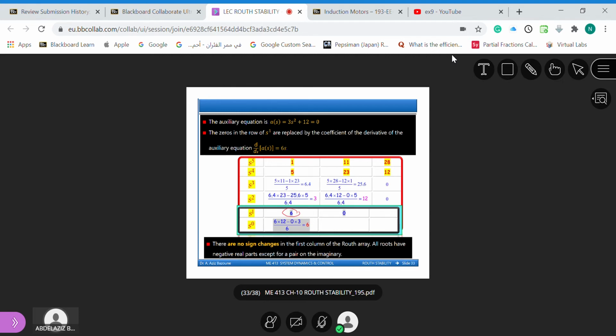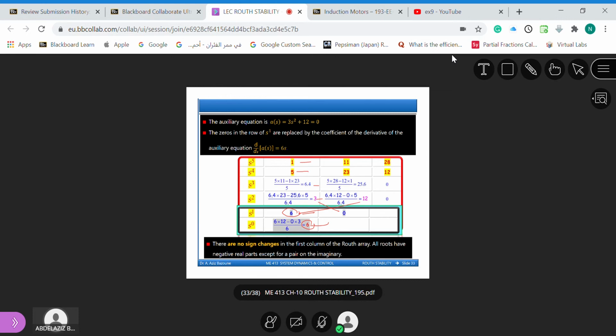And now the next one, this is the replacement from the auxiliary equation. The replacement is this one. Now we will get this times this times 12 minus 3 times 0, divided by 6. This will give you 6. Positive, positive, positive, positive, positive, positive. So the system is stable. There are no sign changes.